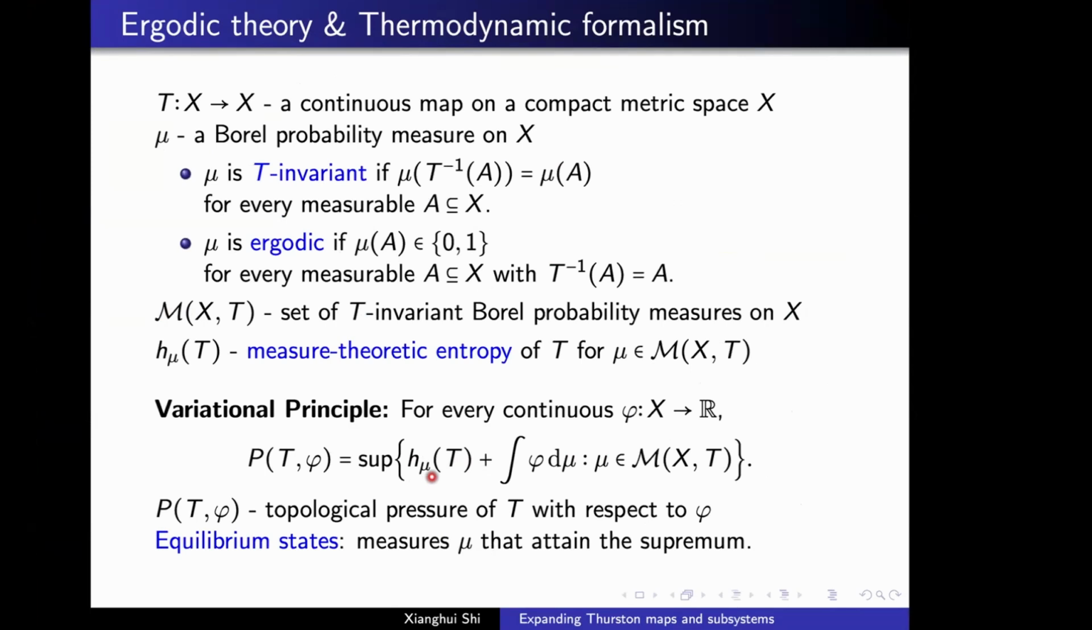Here, if we consider the sum of the entropy h_mu and the integral of this potential function phi with respect to mu, and we take the supremum over the space of measures, then this supremum equals P_T(phi), the topological pressure of T with respect to phi. And we say a measure mu is an equilibrium state for T and phi if this mu attains the supremum here.